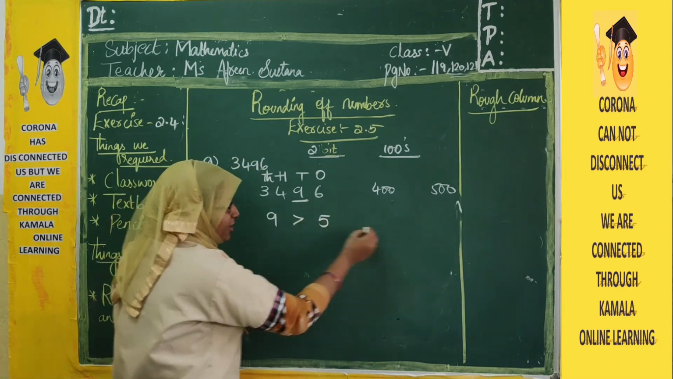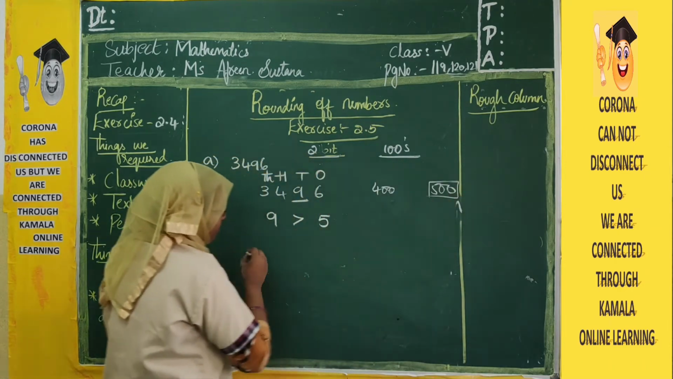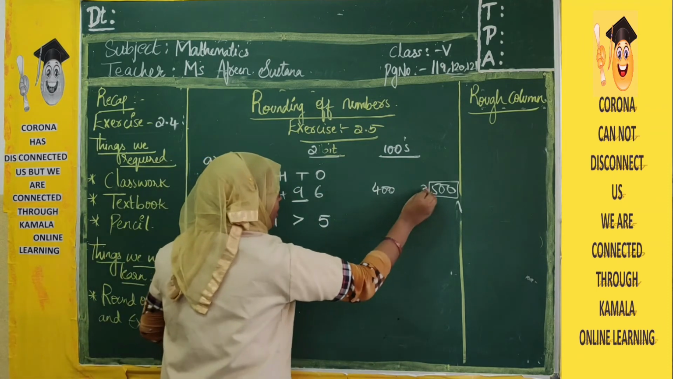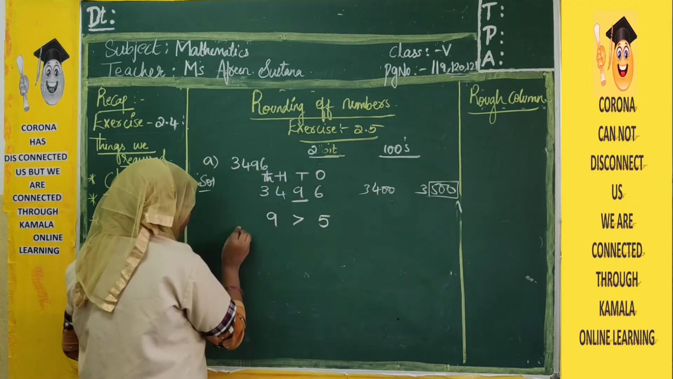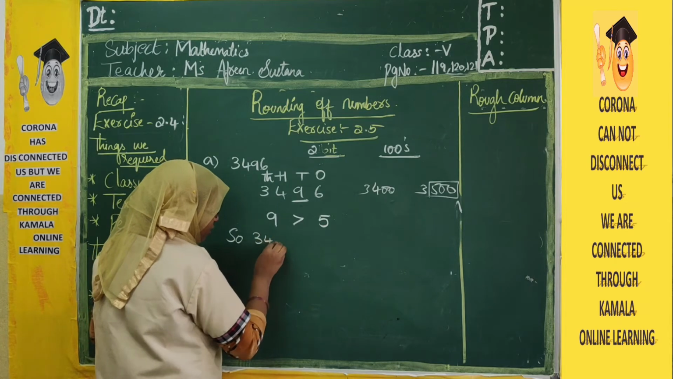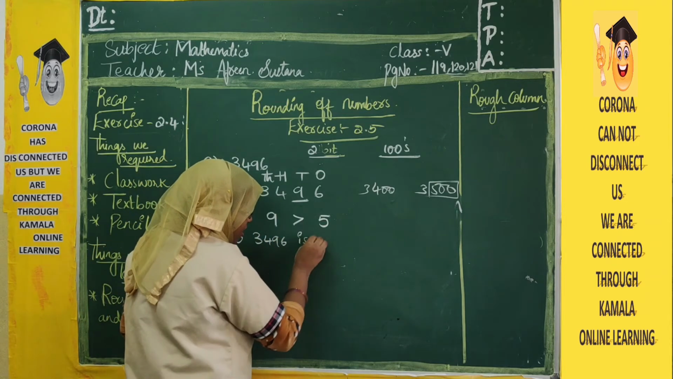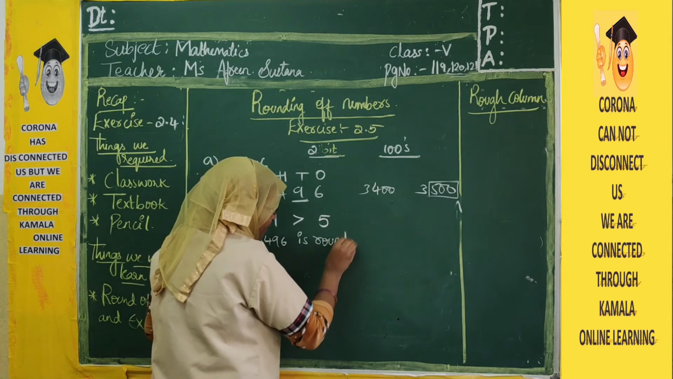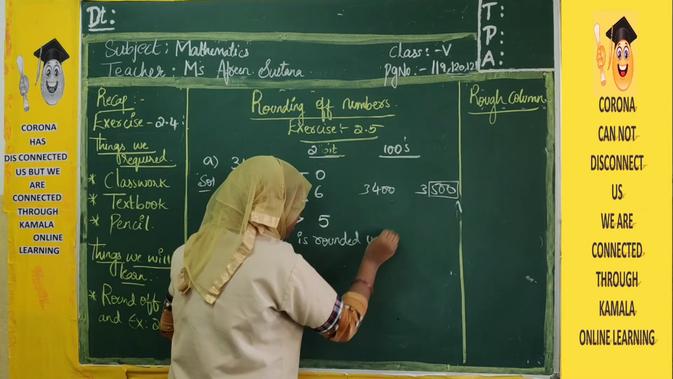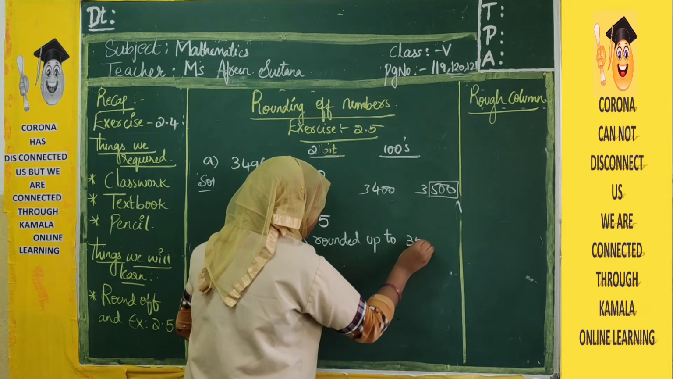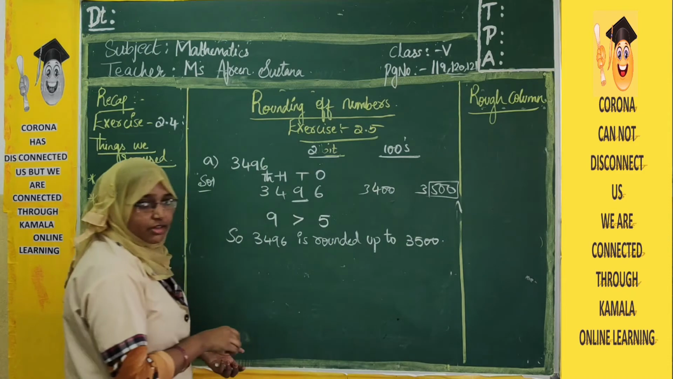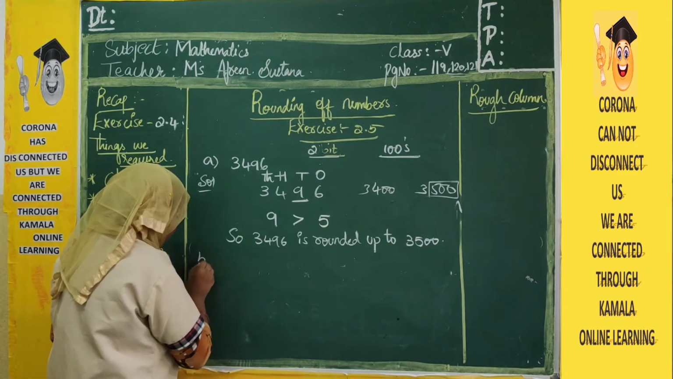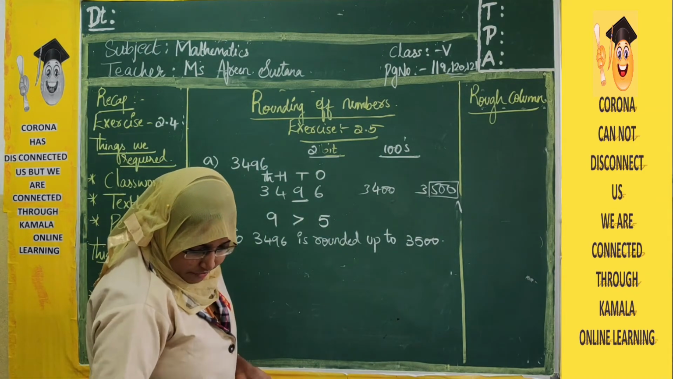As this is greater than, we will go with the rounded up value, that is 3500. Right? So 3496 is rounded up to 3500. Right? Then let us go with the next, second B1.